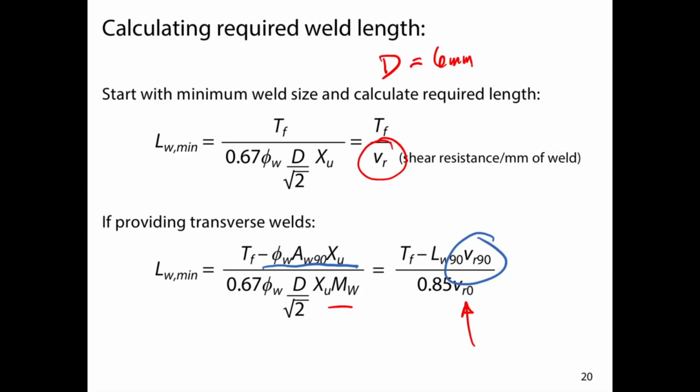When we do transverse welds, we take out the strength of the transverse weld from the TF. The remainder has to be made up with the longitudinal welds, and that strength is reduced to account for the fact that we've got welds at multiple orientations. Are there any questions about which of these two expressions or when you'd use them before we continue on with the example?